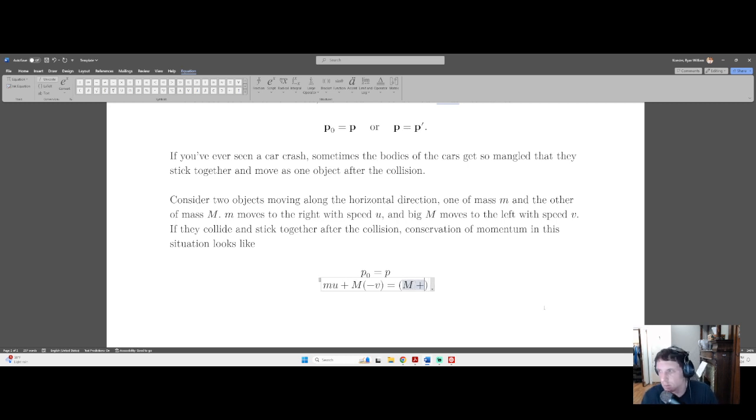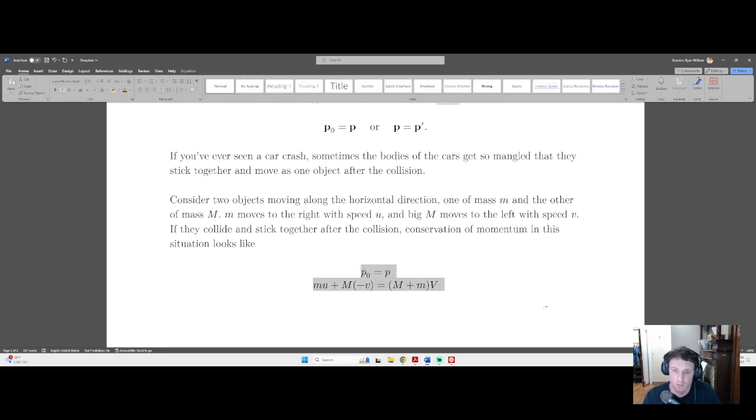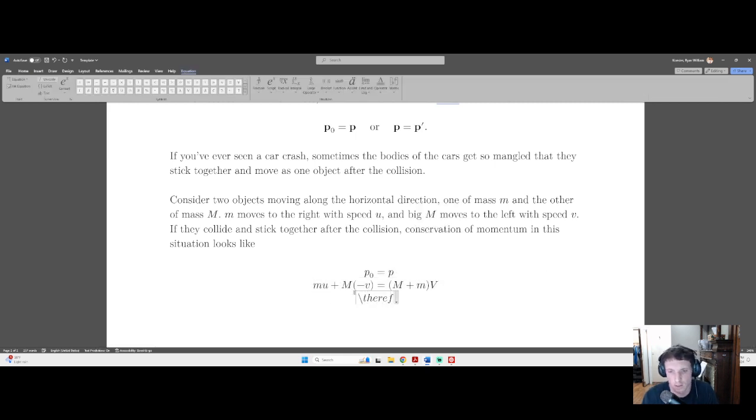We're going to say that they stick together and move as one object. Maybe their bodies get deformed a little bit, and this is what permits this. I'll call this final velocity big V. We could figure out what big V is. It's not too terribly difficult. Big V is therefore going to be mu minus big M little v, over big M plus little m.